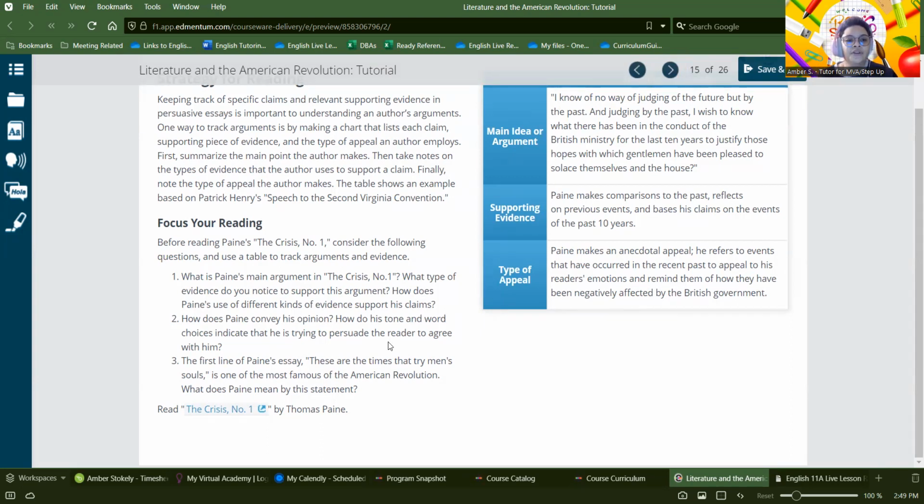And then the first line of this is, these are the times that try men's souls. So try means like to judge, right? So these are the times that judge men's souls. So basically, these are times that show who you are, right? That let other people see what kind of person you are. And it is one of the most famous lines from the American Revolution era writings. So, what does he mean by this? Can you figure that out by reading?